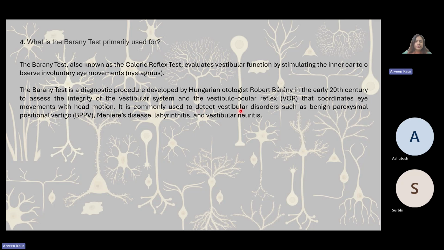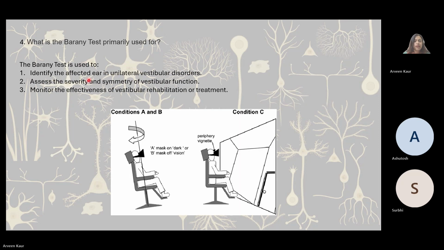So it is commonly used to detect vestibular disorders such as benign paroxysmal positional vertigo, Meniere's disease, labyrinthitis, and vestibular neuritis, right? So these conditions are mainly conditions of, or related to, the inner ear. So this is kind of what happens in a Barany test.